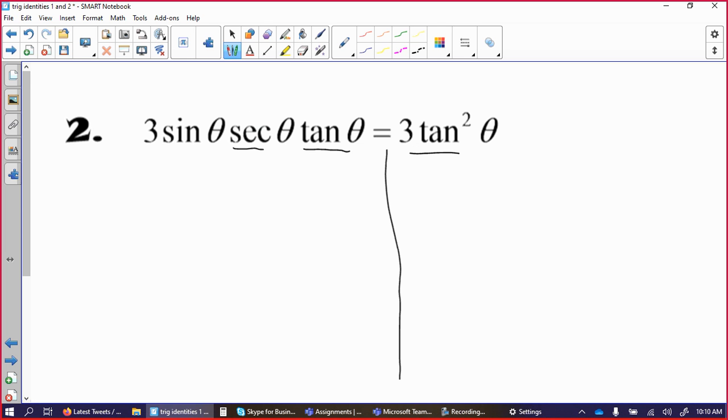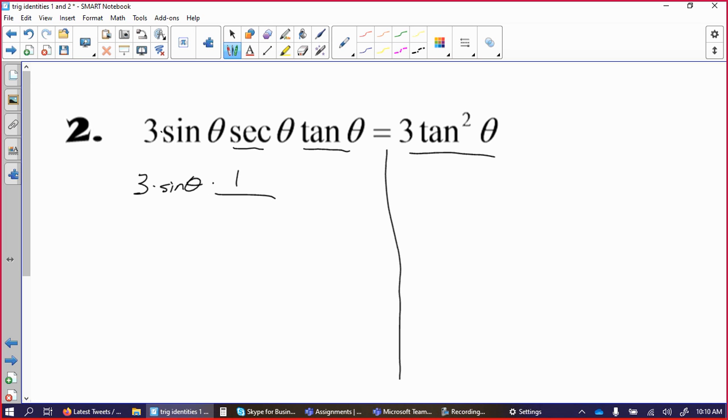Secant, tan, and tan squared all involve sines and cosines, so I'm going to do the same thing. That 3 in front, it's a number. Just leave it be. I'm going to actually do both sides here, just to look at it. Looking at the left side first, I can't do anything to the 3, and I can't do anything to the sine theta.